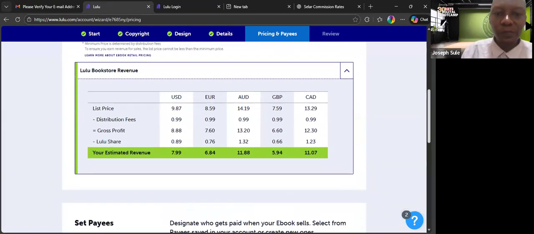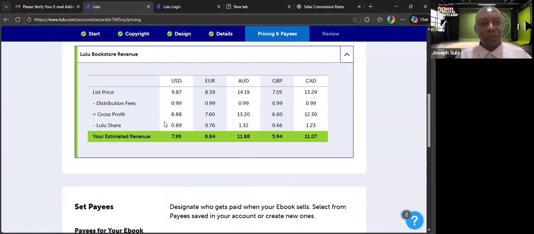Okay, all right. And then this is your estimated revenue, and Lulu is honest to tell you how you got that. That if you price this book at $7.99, they will actually sell it at about $9.87 in United States dollars, because there will be a 99 cents distribution fee. The 8.8 is the gross profit that you make from the book. And then Lulu will take 0.89 cents as their commission and then give you your royalty.